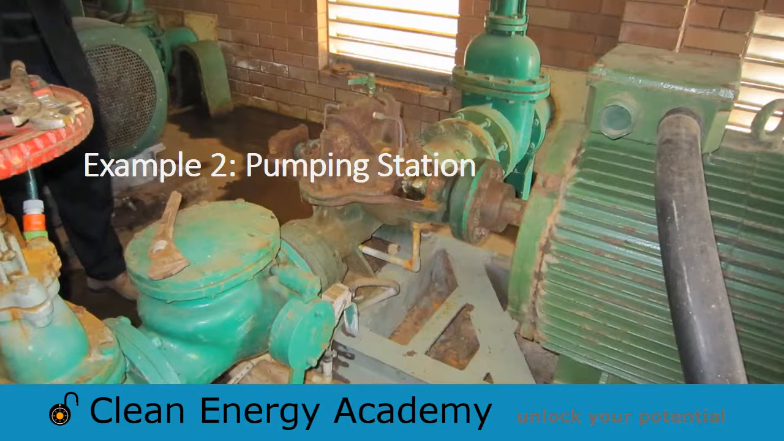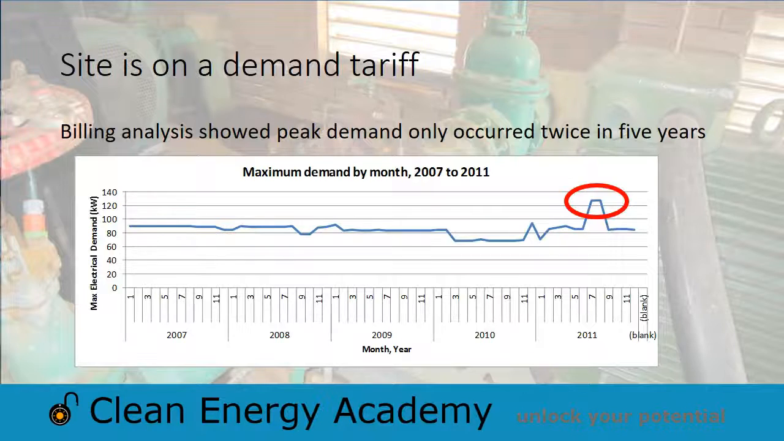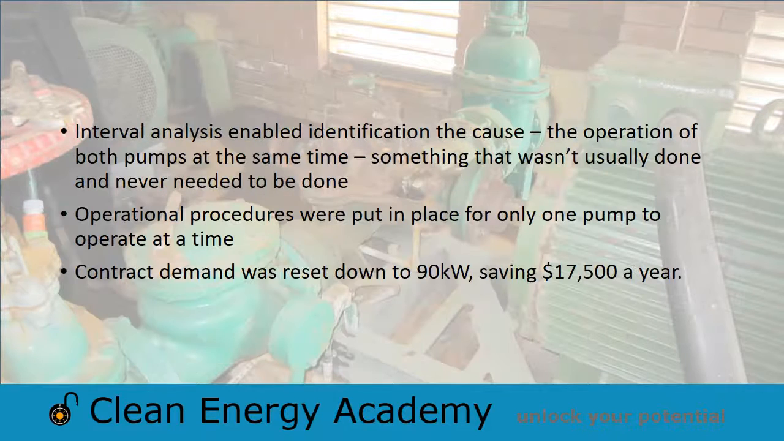This is for a water pumping station. The site is on a demand tariff, and billing analysis showed peak demand occurred only twice in 5 years, and at both times in the same year. Subsequent interval data analysis enabled identification of the cause, which was 2 pumps running at the same time, rather than just one. Something that wasn't usually done and never needed to be done.